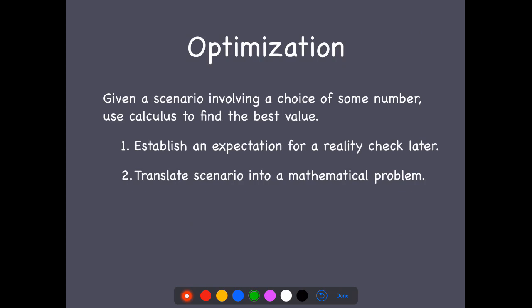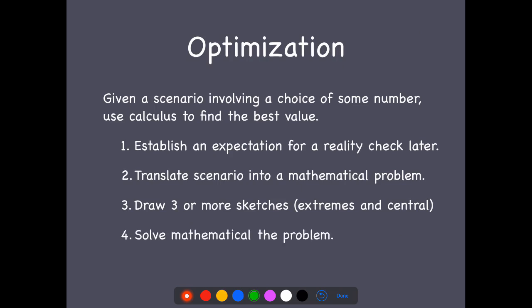The next step is to translate the scenario into a mathematical problem so that you can do some calculus. I strongly recommend drawing some sketches, at least 3 of them, so that you can get a grip on what the extreme cases for the problem would be and what a central case would be. In other words, what would happen if your free variable that you're trying to optimize over is at one end of some natural interval in the problem, or the other end, and somewhere in the middle.